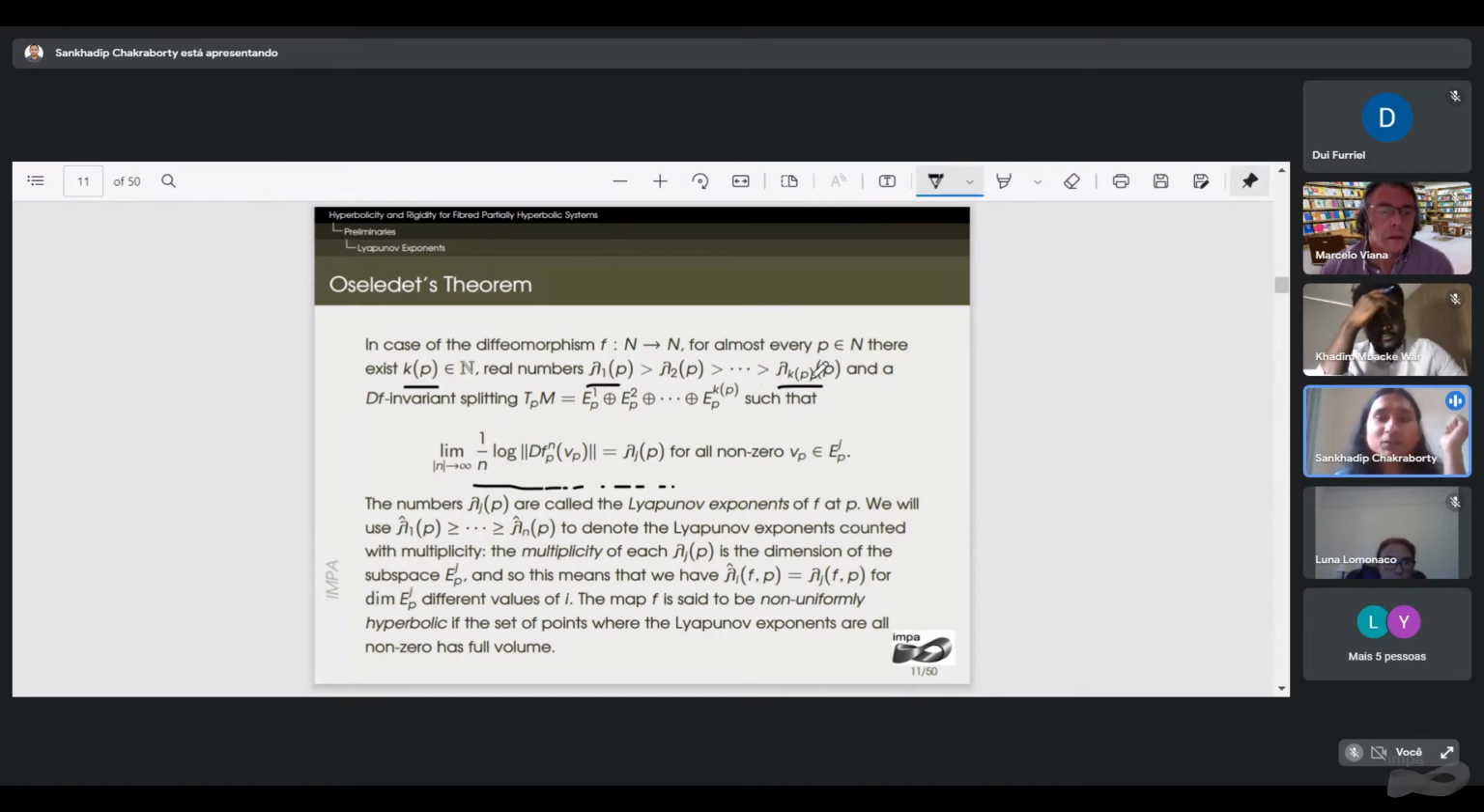And these numbers from lambda 1 to lambda kp are called the Lyapunov exponents of f at p. Note that these inequalities here are strict, but they're strict because we are not counting repetitions. But we can count the multiplicity. Then we actually get lambda 1 hat to lambda n hat, and we use these little hats to denote that we are counting with multiplicity. So the map is said to be non-uniformly hyperbolic if the set of points where the Lyapunov exponents are all non-zero has full volume.